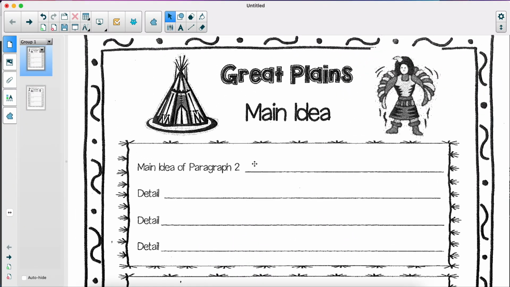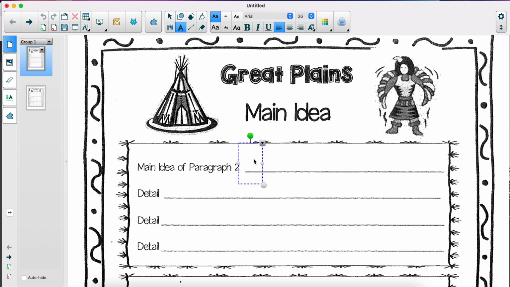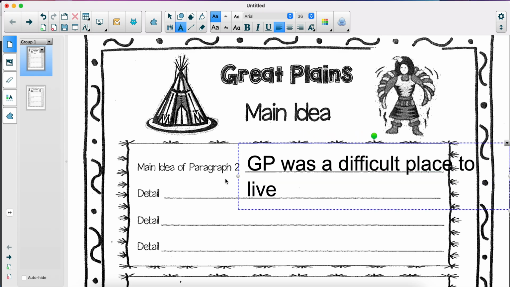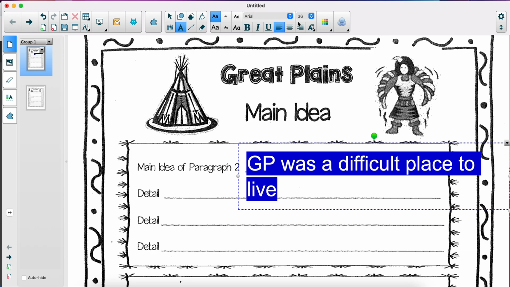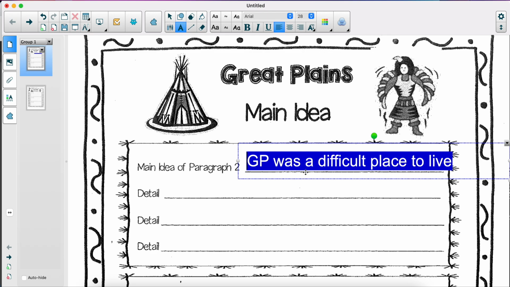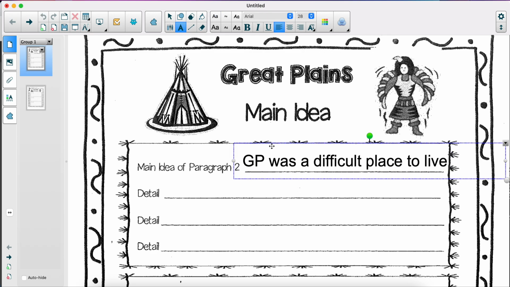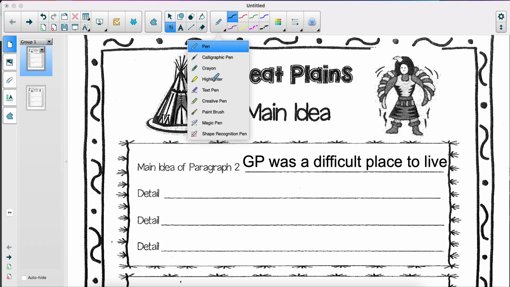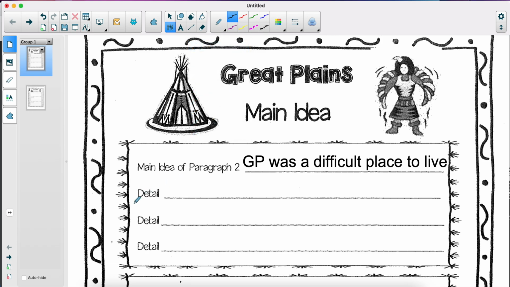So I'm going to go back here, and I don't need complete sentences necessarily. I'm just going to say GP, for Great Plains, was a difficult place to live. I'm going to make this a little bit smaller. There we go. So I think that is my main idea, that it was a difficult place to live. And now I'm going to look for some details. I know there are 3 details on here, but I'm only asking that you do 2. So one of these I'm going to cross out.